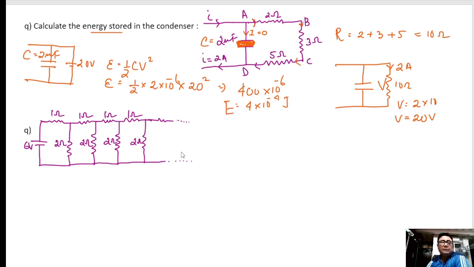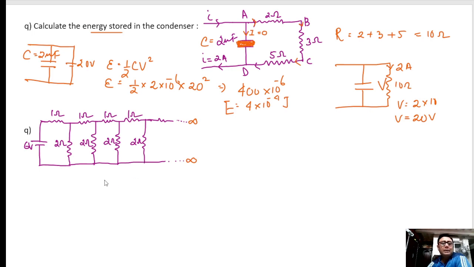Next, let us see. This is an infinite series connection given. Whenever an infinite series connection is given, please watch carefully which part will be repeating. See, 1 ohm and 2 ohm, 1 ohm and 2 ohm are getting repeated.